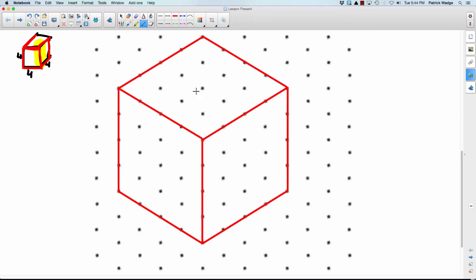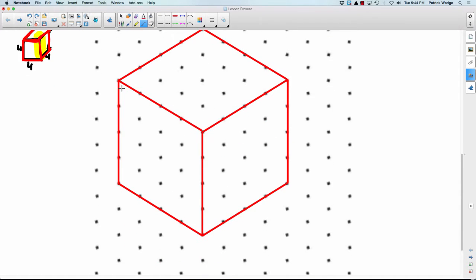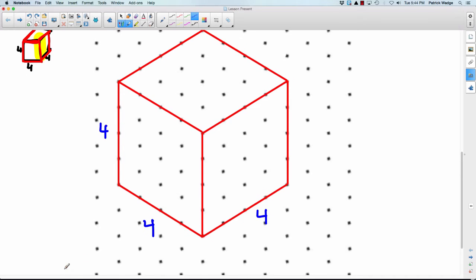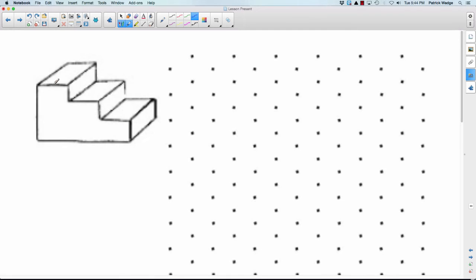And we've done it. This is a cube that's drawn on isometric dot paper. It's an isometric drawing. And then I don't have to, but I could label that it's 4 units this way, 4 units this way, and 4 units that way. It's a 4 by 4 by 4 cube. Perfectly drawn.